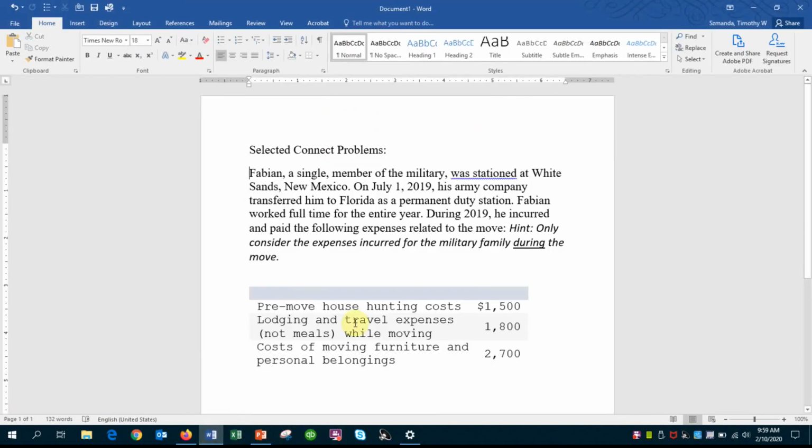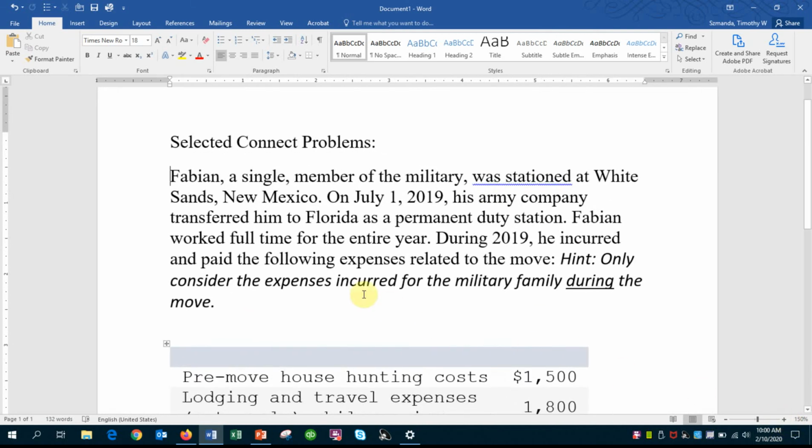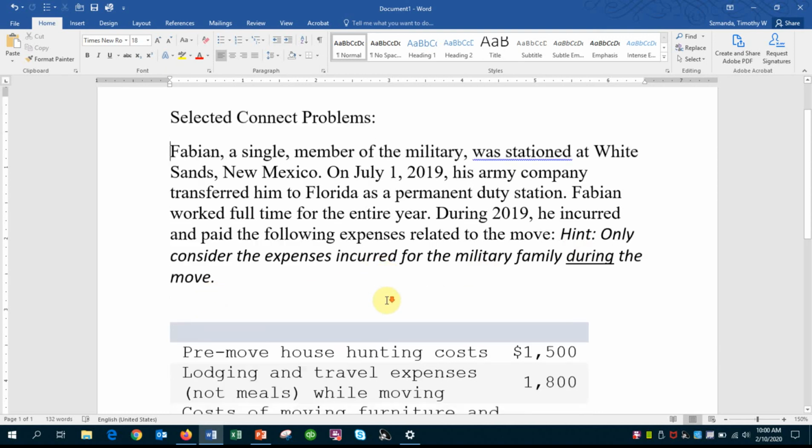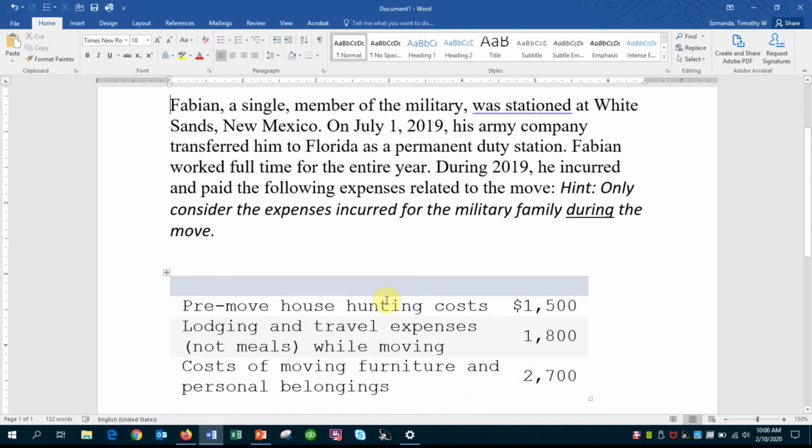I'd like to take a look briefly then at some exercises that you have in Connect. Two in particular. Fabian, a single member of the military, was stationed at White Sands, New Mexico on July 1, 2019. His Army company transferred him to Florida as a permanent duty station change, which is required. Fabian worked full-time for the entire year. During 2019, he incurred and paid the following expenses. And so I have a little hint here. Only consider the moving expenses that were incurred during the move.